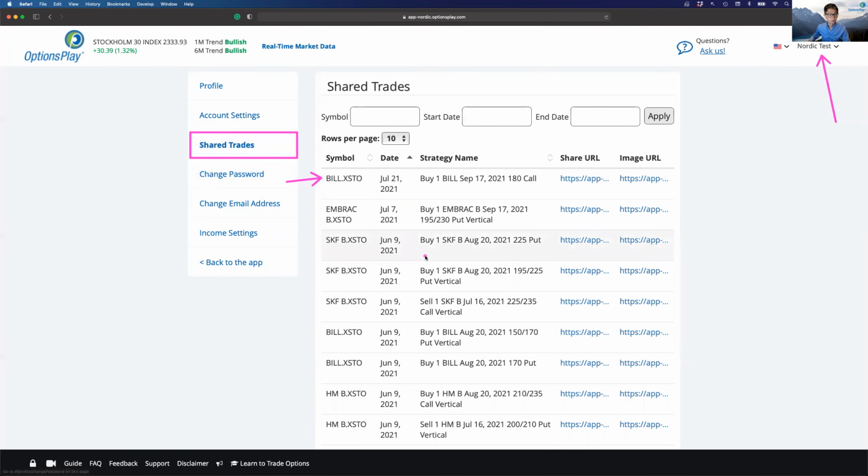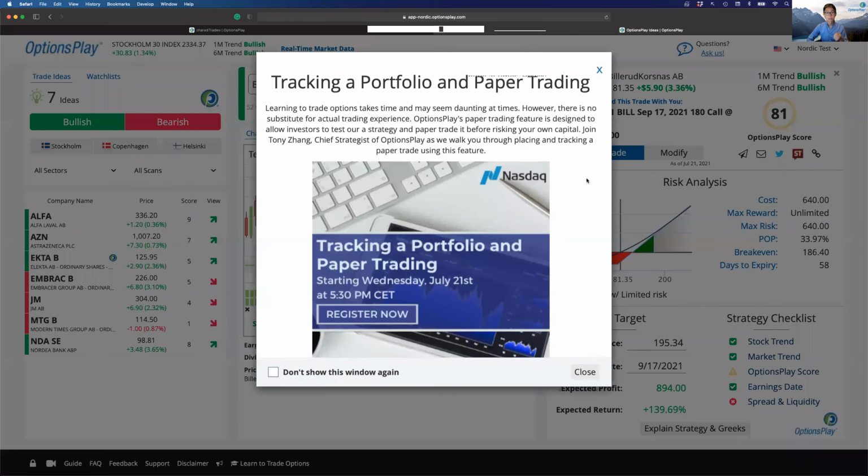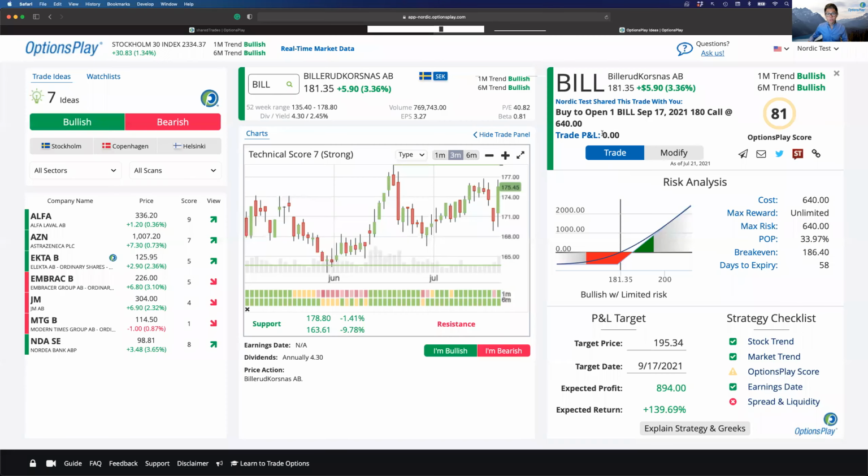So the one that I just created here on BILL, that's right here. I can tell you that I bought one contract of the September 180 calls. And you can always click on this link here to revisit the trades that you want, either the share link or the image itself. I always use the share link, because when I click on the share link, it brings me back to the page with the strategy that I was looking at before. And it tracks the position for you. It tracks the P&L. Right now, because I just created this trade, the stock hasn't moved at all, so the trade P&L here is 0.